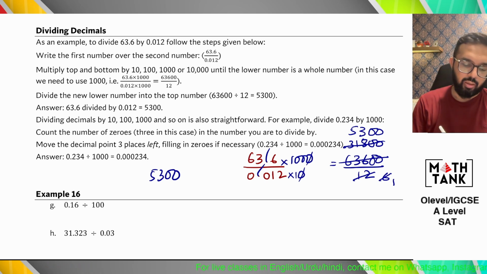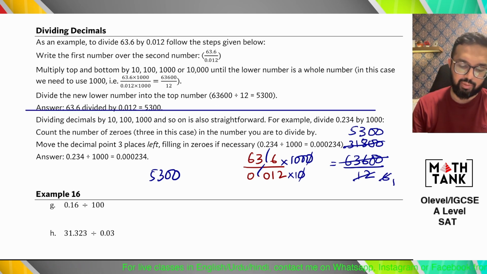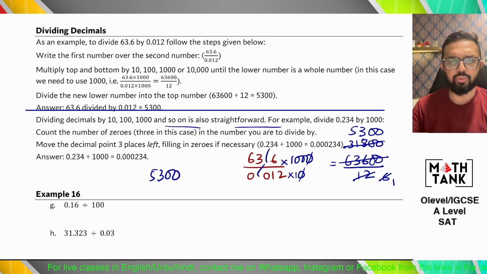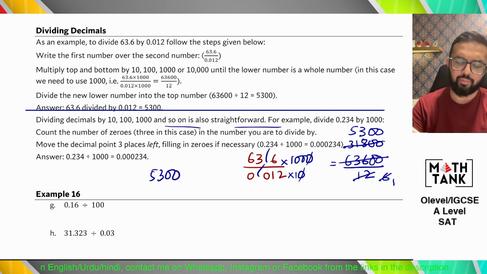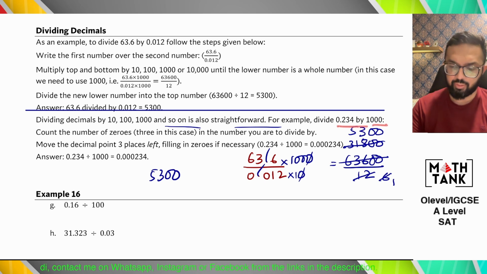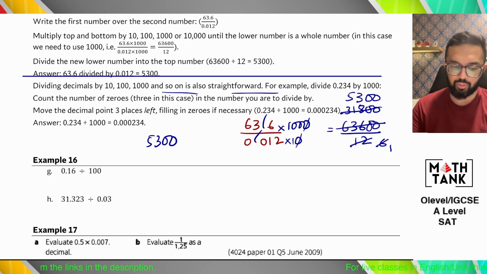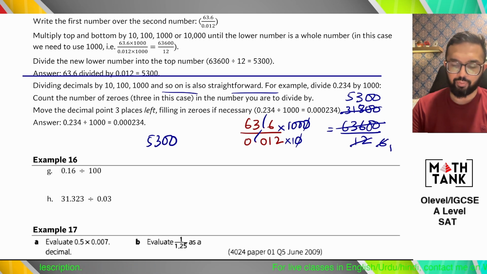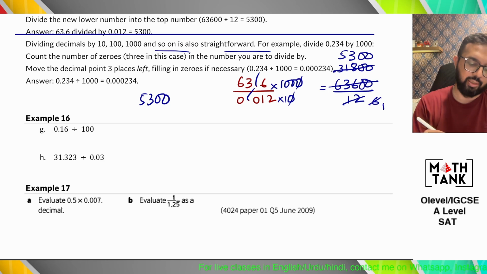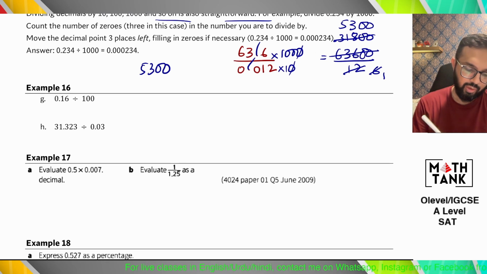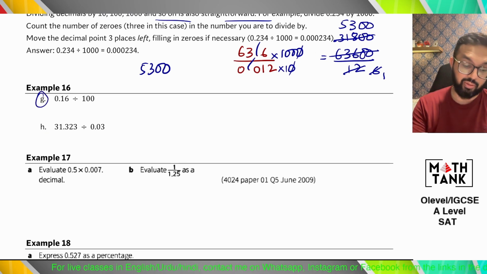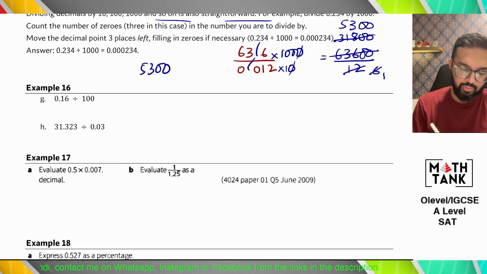Then it says dividing decimals by 10, 100, and 1000 is also straightforward. For example, if 0.234 is divided by 1000, you start moving the decimal backwards. How many places backwards? 3 places backwards. So that's going to give you 0.000234. Let's calculate that. Although this should not say GNH, but it does, so let's live with that. So just 2 decimal places backwards then.